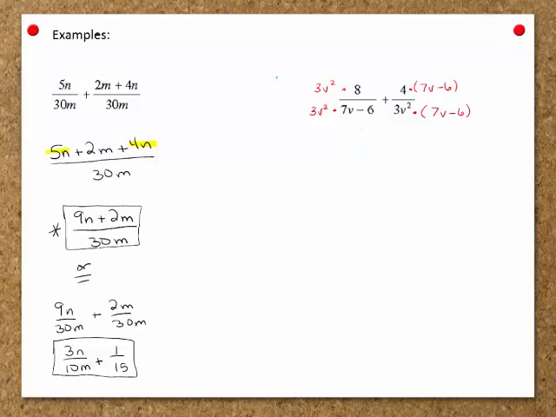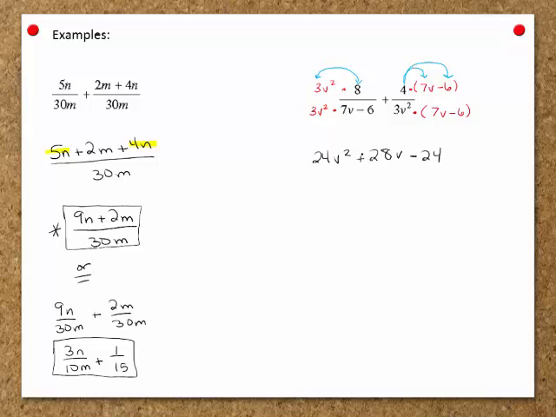My next step is then going to be to distribute the numerators. So I'm going to have to multiply this 3 and 8, and then I'm going to multiply 4 times 7v and 4 times negative 6. I am not going to distribute the denominators, just the numerators. So 3 times 8 is 24v squared. 4 times 7 gives me 28v, and 4 times negative 6 gives me negative 24.